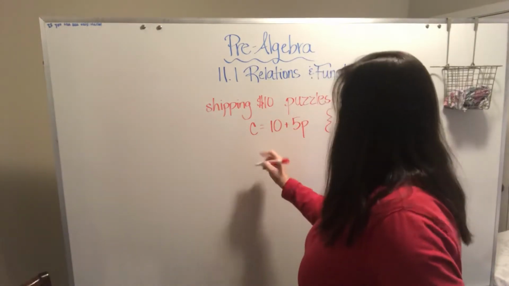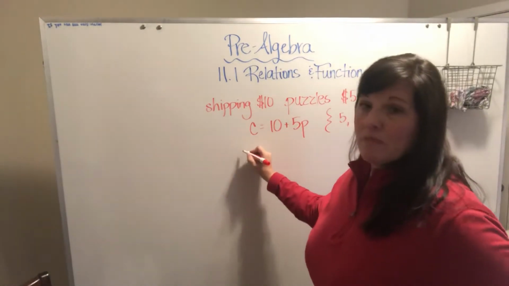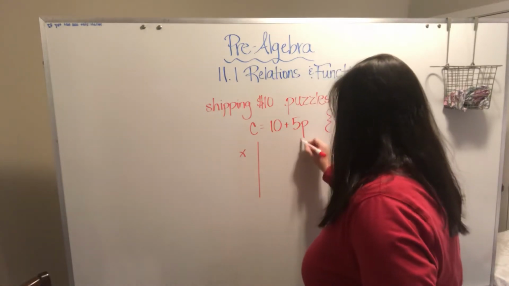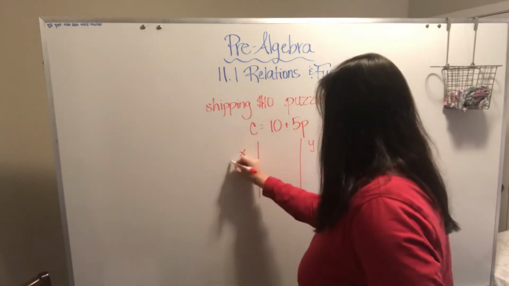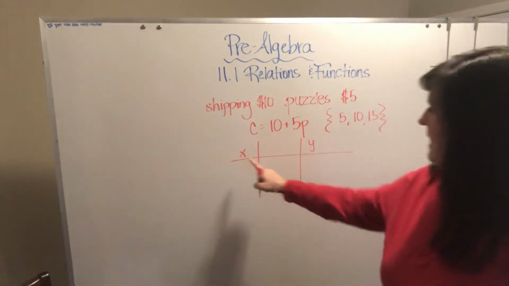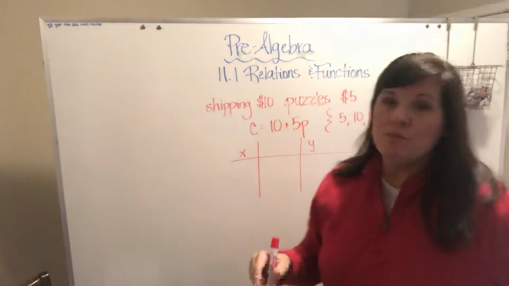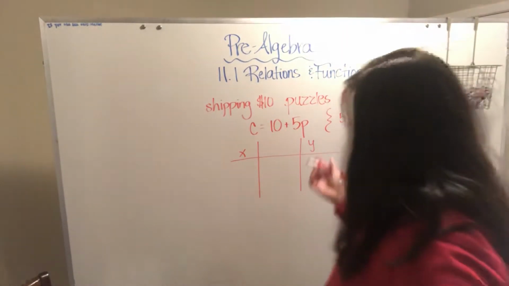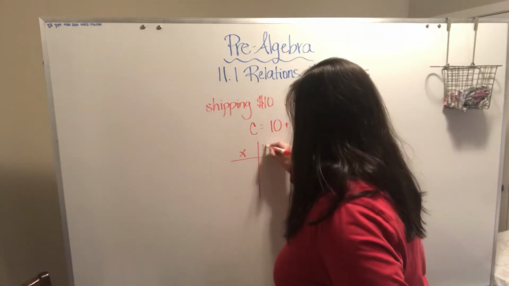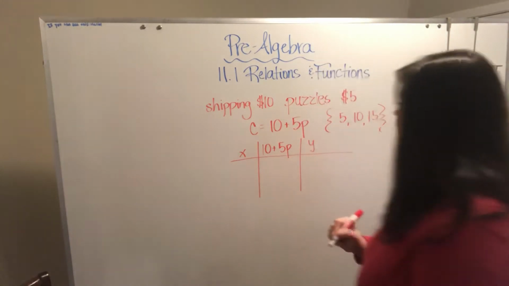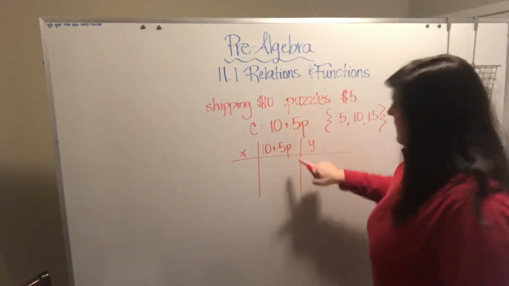Okay? So what I like to do is make a table. Okay? And I would recommend you start learning to solve these this way. You put your x here, you put your y here, and in the middle you put what we're going to call your function rule. You might call it an equation. Okay? 5 puzzles. This is my input.